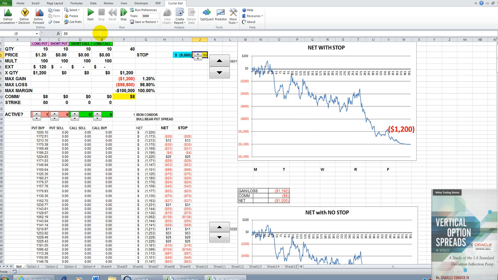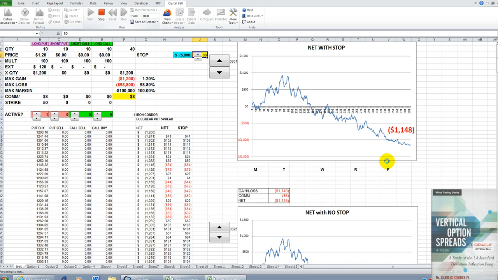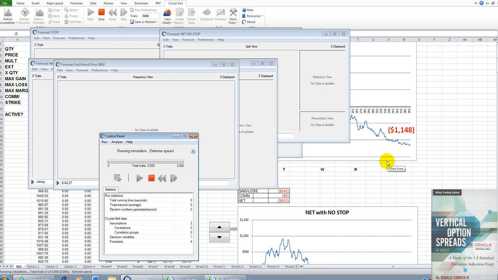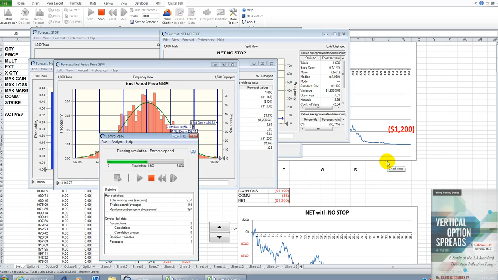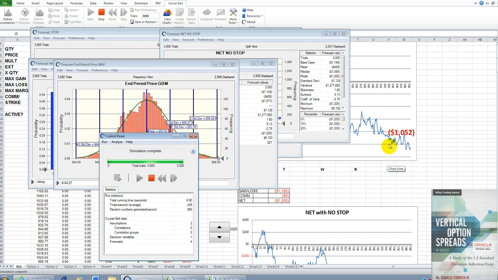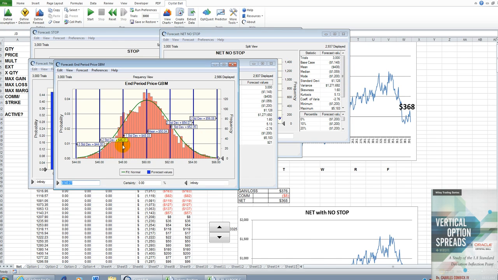So on the put, when I click here, I'm looking at the same probability analysis that we just looked at with the call, except now this is based on the put. So it'll run through 3,000 simulations. It'll show me the approximate movement of the stock, which would be this value set up here.